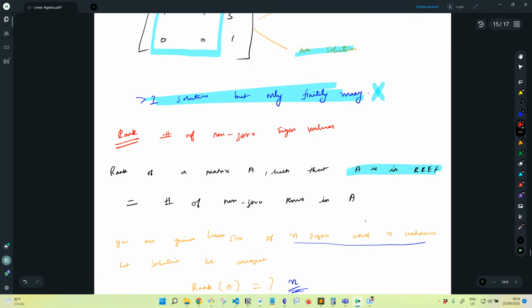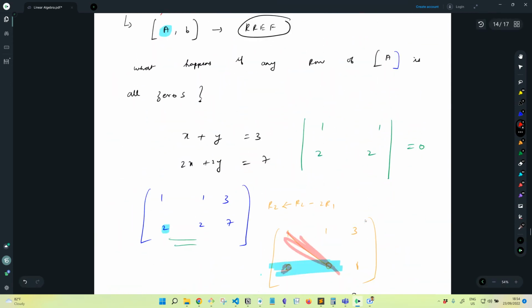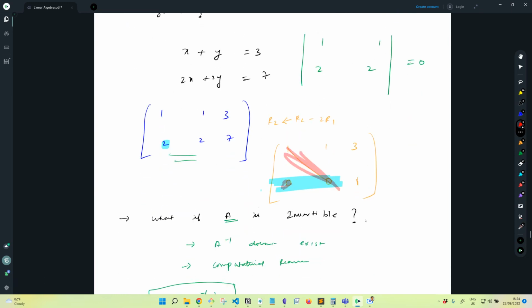Okay. Now, before we conclude the session, let me go back to the simple system that I gave you. That is two equations and two unknowns. Let's take the system. Can you tell me the rank of A and rank of A comma B for this augmented matrix? I mean, the RREF reduced augmented matrix.